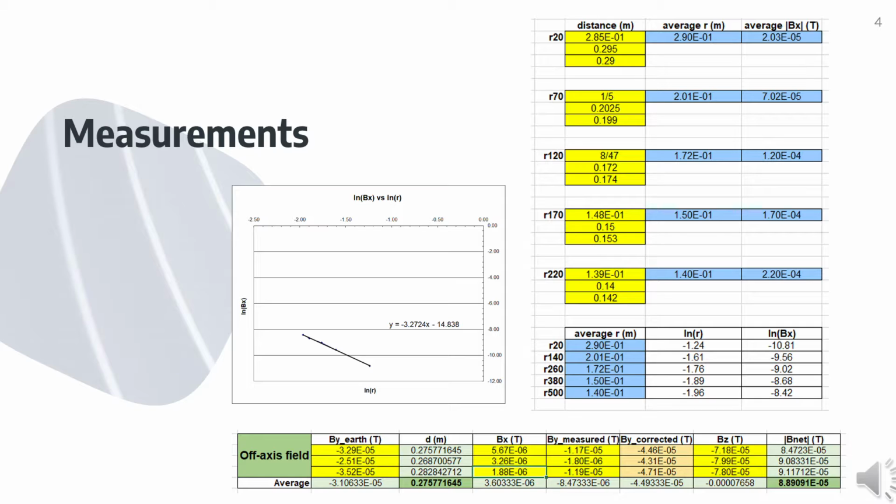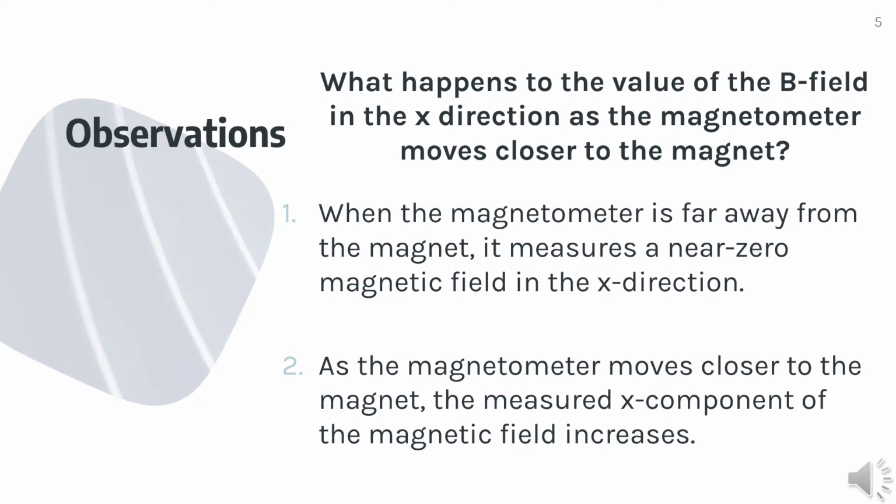Now, let's move on to the general observations I had while taking these measurements. We were asked to answer what happens to the value of the B field in the x direction as the magnetometer moves closer to the magnet. First, assuming you were zeroing out the x direction by accounting for B Earth, the magnetometer will read close to 0 when the magnet is far away. This leads into my second observation, which is that as you move the magnet closer, the magnitude of the magnetic field in the x direction will increase.